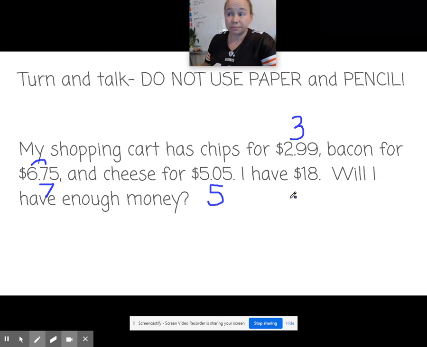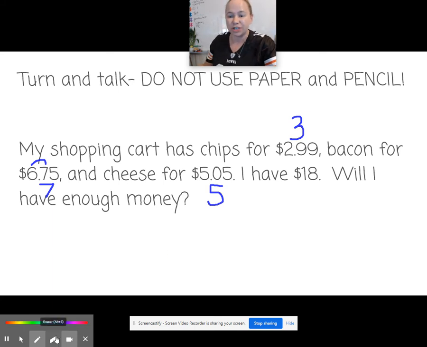Okay, so mentally we're adding 7 and 3. 7, 8, 9, 10. 7 plus 3 is 10. And then I'm going to add 5 more. So I've got 10 plus 5 more, 15. So $15 is how much I'm spending. And I have $18. Will I have enough money? Yeah, I will have enough money. The answer to this question is yes, I will have enough money.